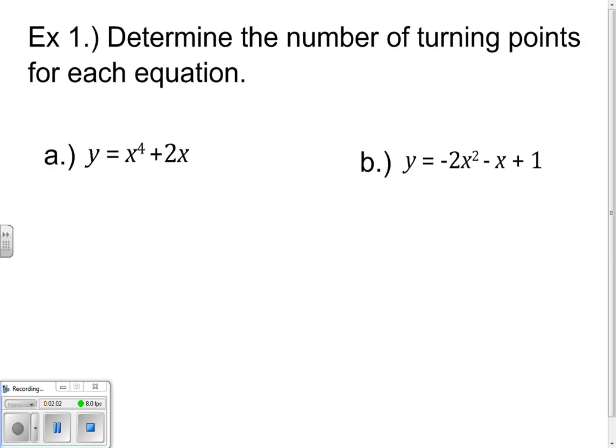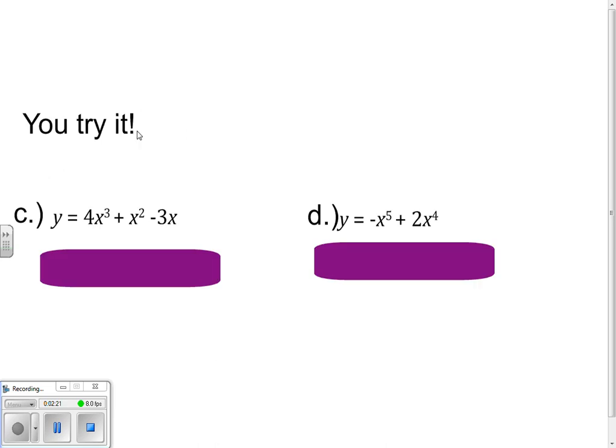So, number 1, determine the number of turning points for each equation. They're literally just asking you how many times it would turn. So at this point, you always look at the degree. The degree is 4, so it has 3 turning points. In letter B, the highest degree is 2. It has 1 turning point. Pause the video to complete the problems.